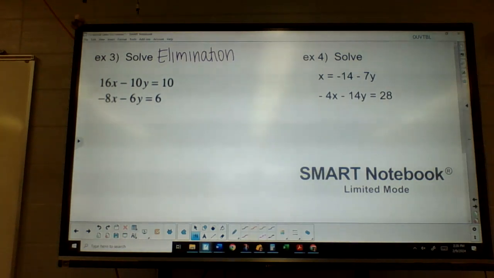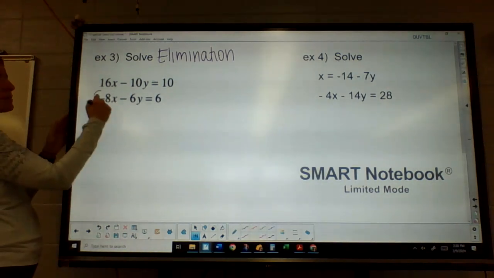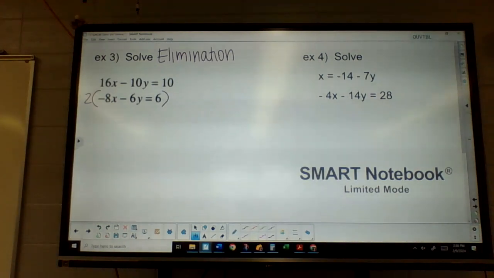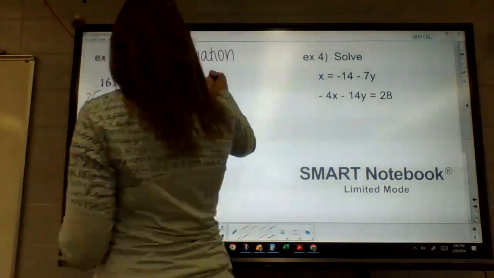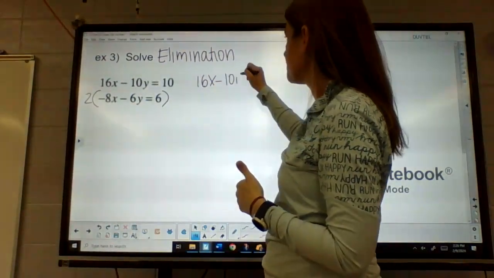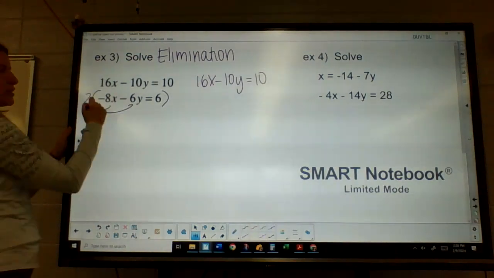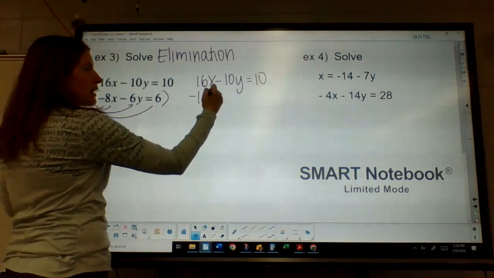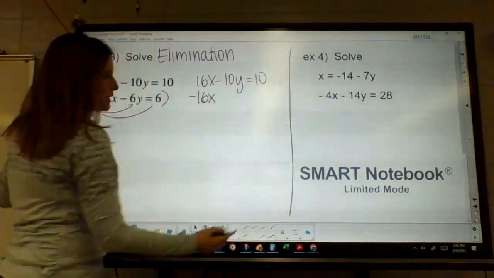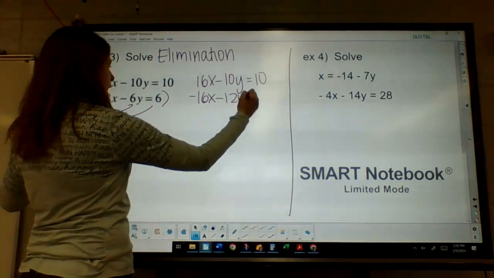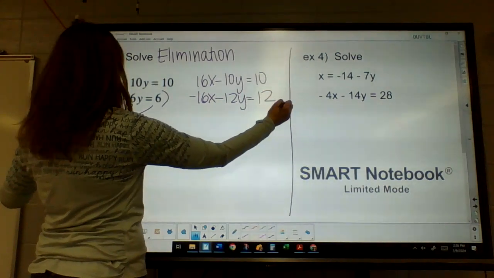Multiply by 2. By 2 to which one? The bottom. And this was kind of like a question on our scrimmage, was where would you multiply and what would you multiply by? So the top equation is not going to change. The bottom equation, though, I'm going to multiply everything by 2. Because now I get a negative 16x, which is kind of what I was hoping for. I get a negative 12y, and then I get 12.